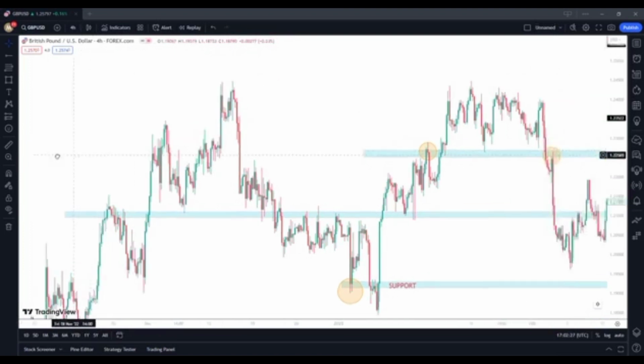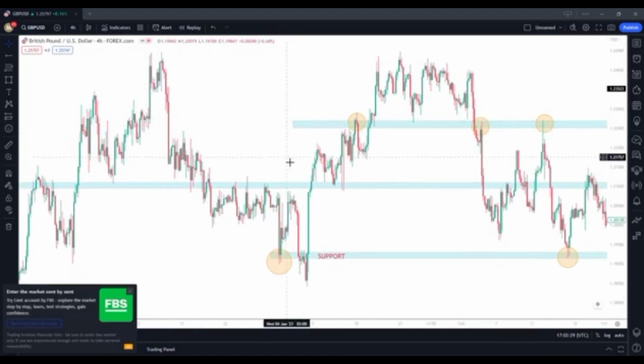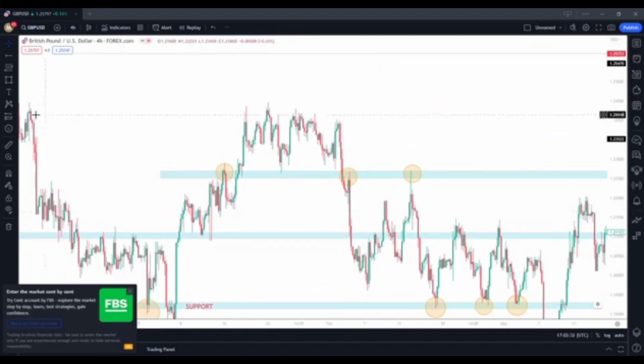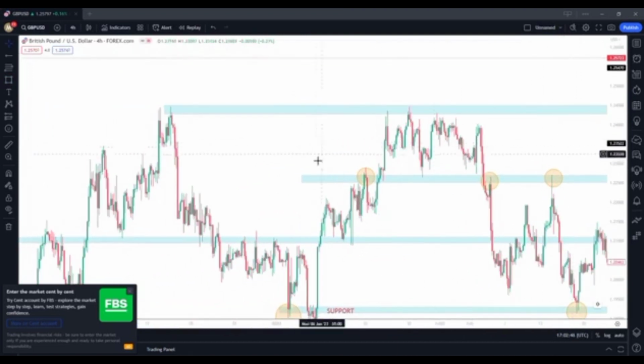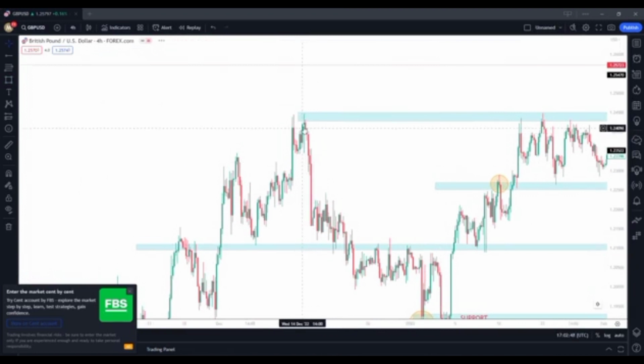In other words, it travels between areas that have been defined as support and resistance. I don't know, maybe we get it. If it is able to cross above a particular resistance, then what happens is that the market is going to proceed to the next resistance zone.